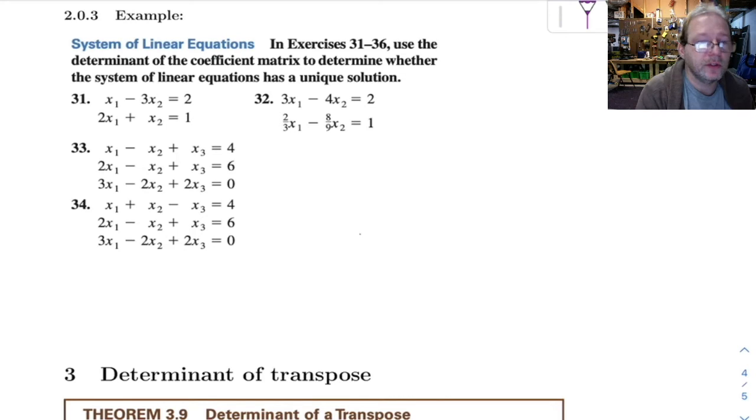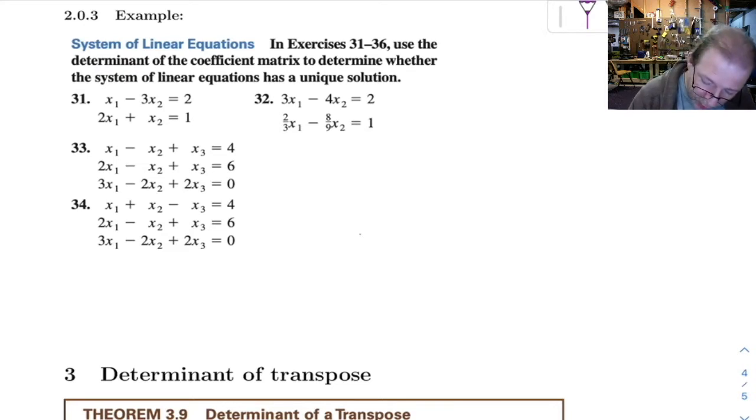C equals, the coefficient matrix is 3, -4, 2, and then 2/3, 8/9. So it gives me this. Now let's take the determinant of that. Okay, it gives me the determinant is 5.33 or 5 1/3.